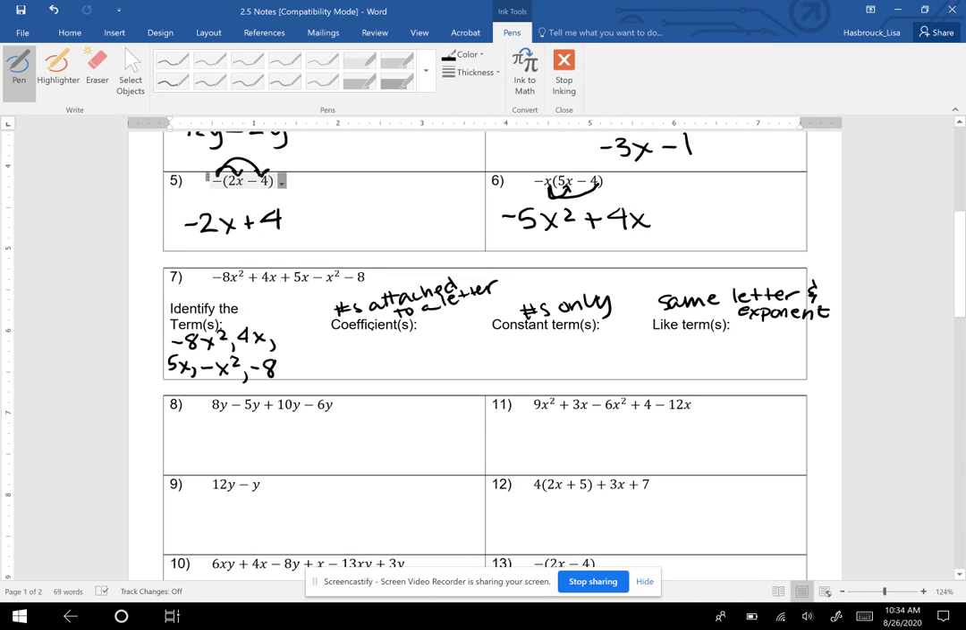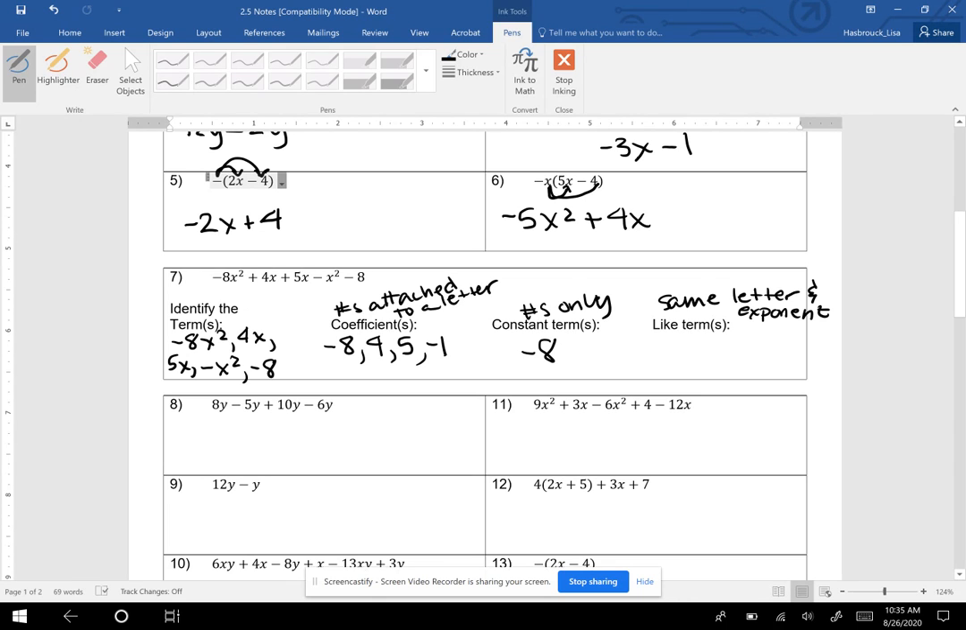Now coefficients, those are the numbers in front of the letters. So here, in front of x squared, there's the negative 8. In front of the x there's a 4. We also have a 5. And then in front of this x squared, it's a negative. That's like a negative 1. So notice in coefficients, we don't include the values that are not attached to a letter. Those are considered constants. So the only constant we have here is the negative 8.